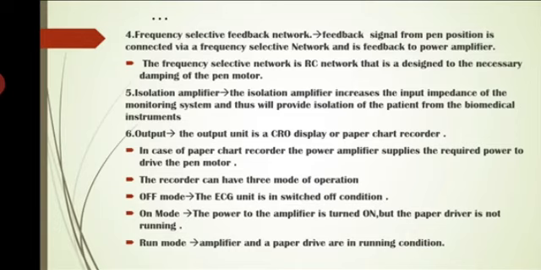The recorder has three operation modes. First is the off mode. The ECG unit is in switched off condition, means both the chart recorder and amplifiers are in off condition. Second, on mode. The power to the amplifier is turned on, but the paper drive is not running. Third, run mode. Amplifier and paper drive are in running condition. So these are the three modes in the operation of a recorder.